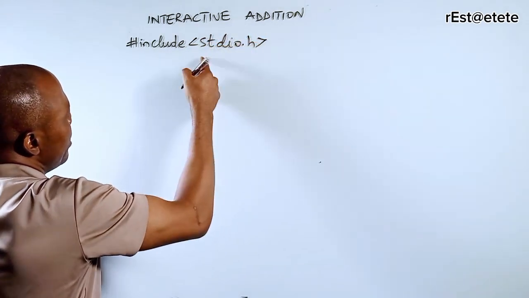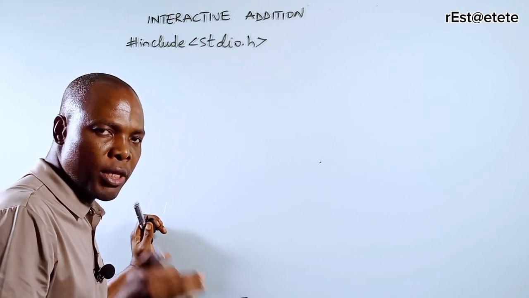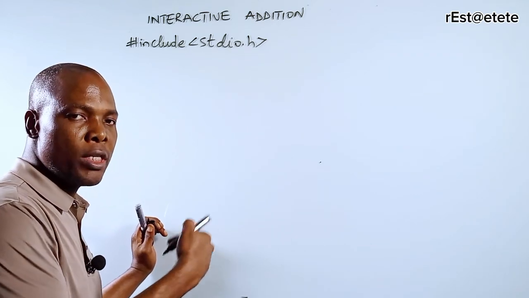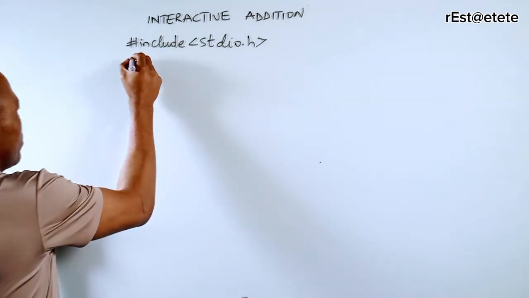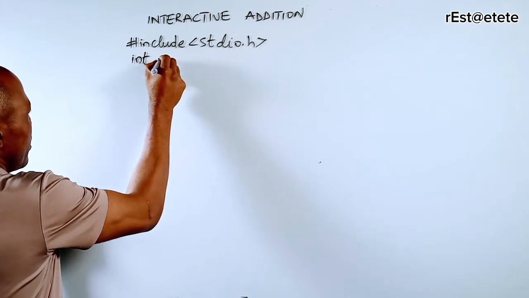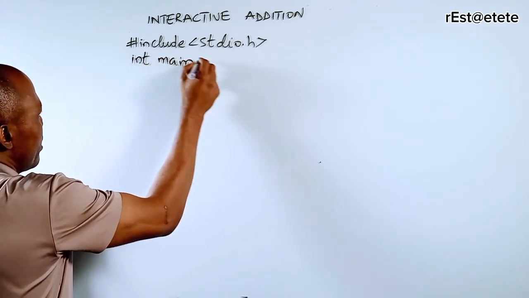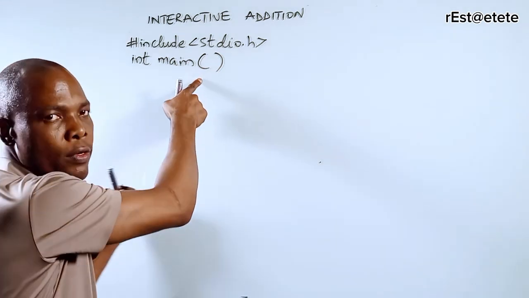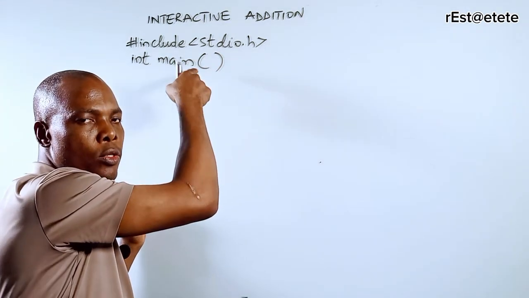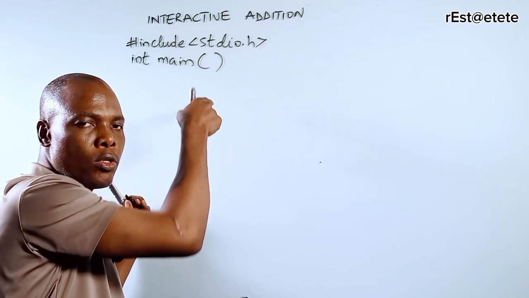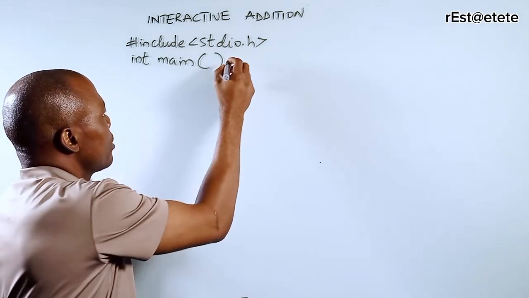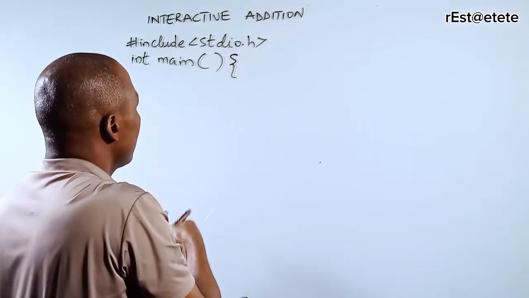stdio.h, the standard library, for my print function, and this time I will also use scanf. So int main. This time I'm using this main function, which is what I've been using regularly. This one is not expecting parameters to be supplied at compile time.